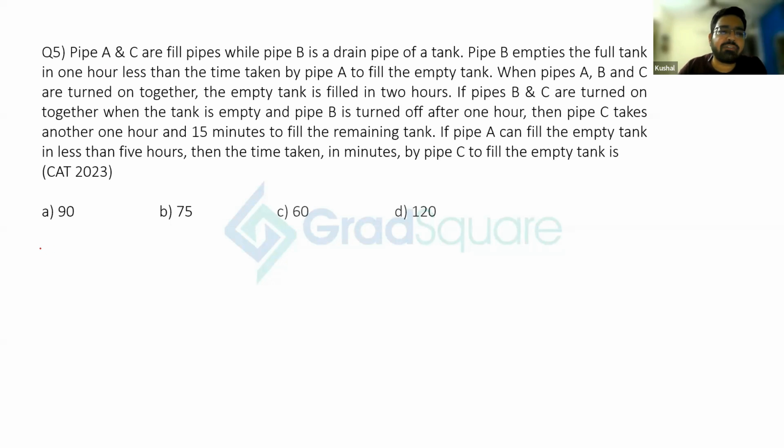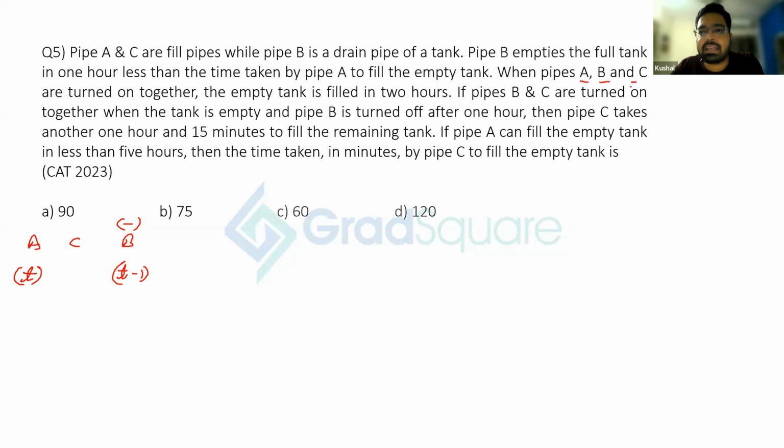Pipe A and C are fill pipes. So A and C are filling a tank, let's say. And pipe B is a drain pipe that you are looking at. I'm putting a minus sign so that I am able to keep that information in my head. Pipe B empties the full tank in 1 hour less than the time taken by pipe A to fill the empty tank. So let's say time taken by A is T hours, then the time taken by B turns out to be T minus 1 hours to empty the tank. That is given in the question itself.